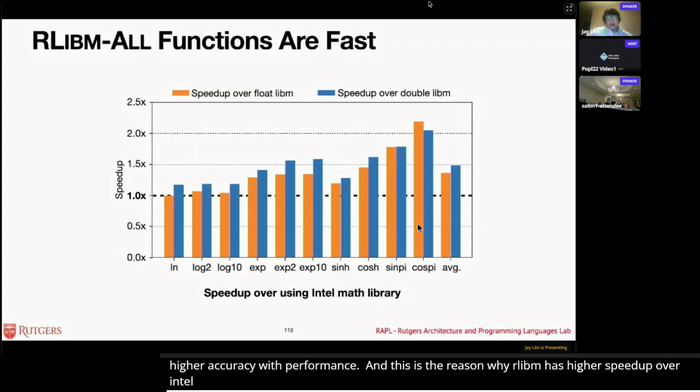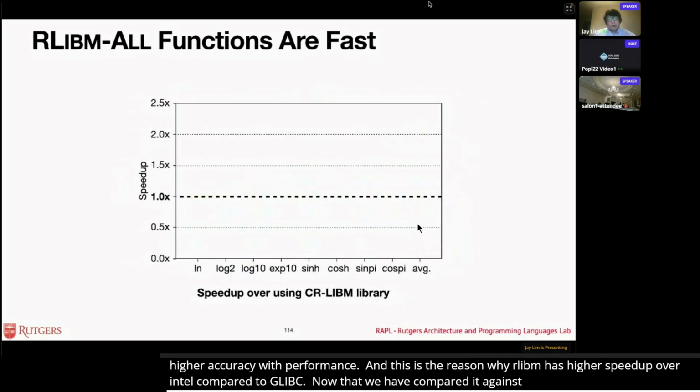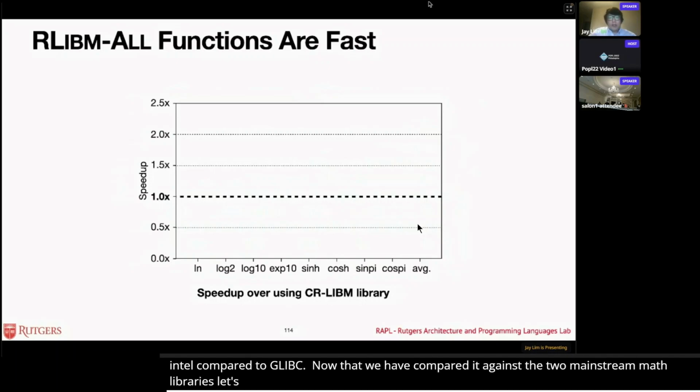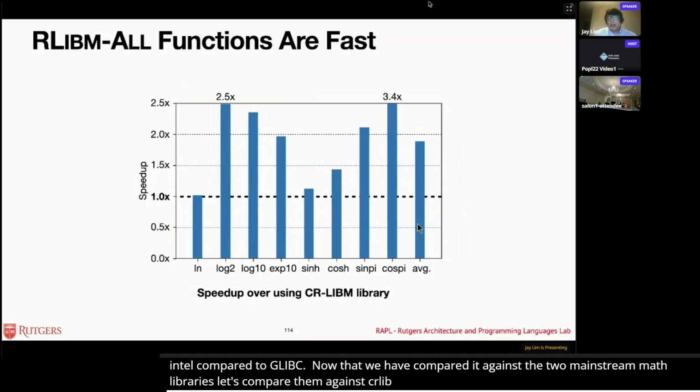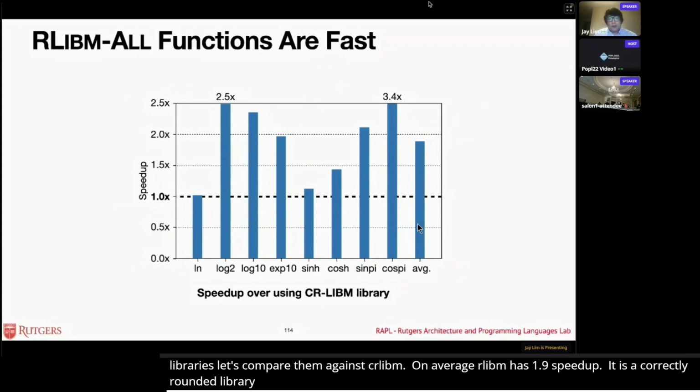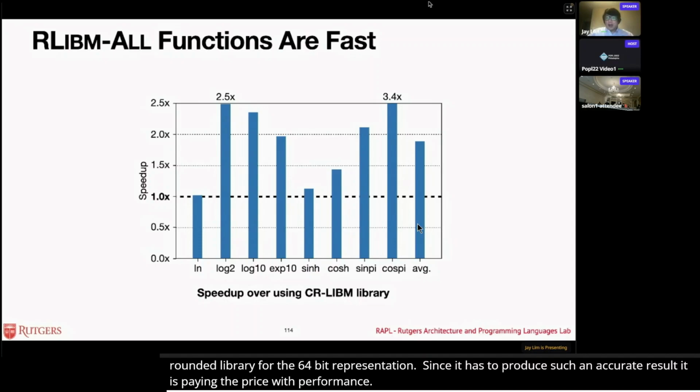Now that we compared RLibMall against the two mainstream math libraries, let's compare RLibMall against the correctly rounded math library, crlibm. On average, RLibMall has 1.9x speedup over crlibm. Now remember that crlibm is a correctly rounded math library for the 64-bit double representation. Since crlibm has to produce such an accurate result, it's paying the price with performance. And this is the reason why RLibMall has the highest speedup over crlibm compared to the other two math libraries we have tested.